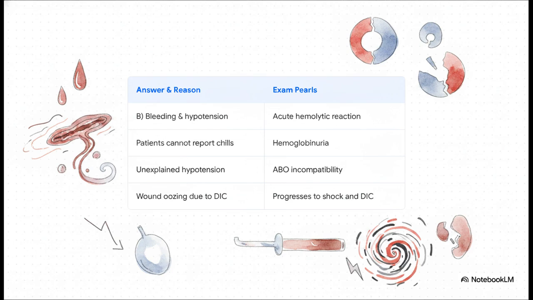Because the patient is under general anesthesia, they cannot report symptoms to you like chills, pain, or anxiety. Therefore, an acute hemolytic transfusion reaction will present silently at first, appearing as unexplained hypotension and diffuse wound oozing from the operative field due to disseminated intravascular coagulation, or DIC. You might also notice hemoglobinuria in the catheter. Recognizing these signs is absolutely critical because this reaction progresses rapidly to shock and renal failure.